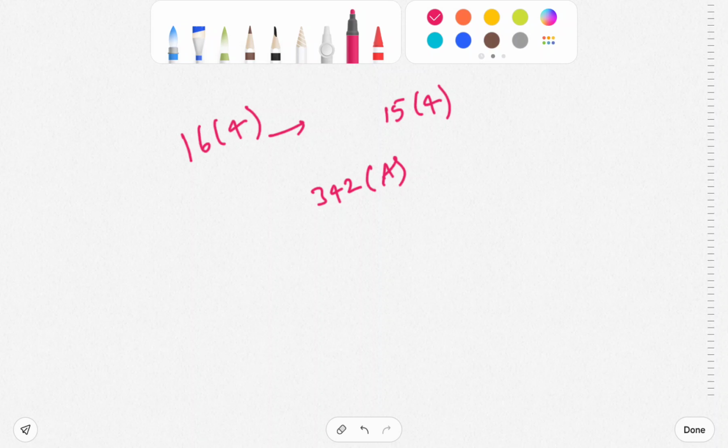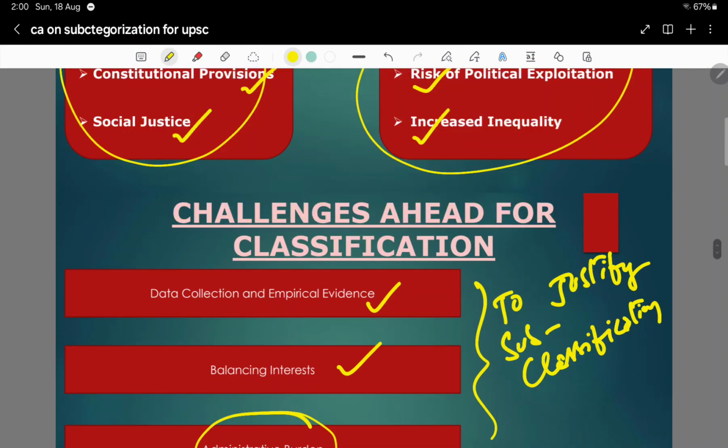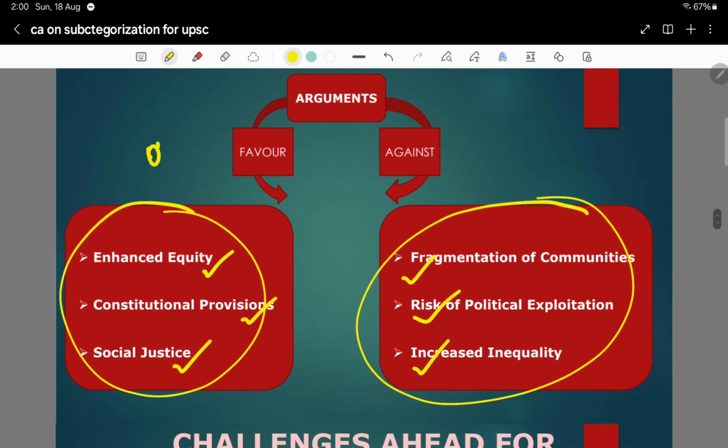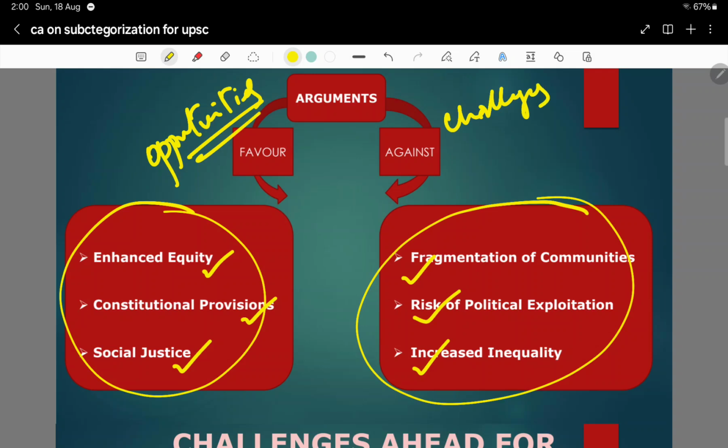However, in conclusion, we can say the subcategorization presents both opportunities and challenges. The opportunities can be seen under the arguments in favor, and the challenges can be seen in the arguments against. It has the potential to bring greater equity, no doubt, to India's reservation policies. But at the same time, it must be very carefully managed to avoid fragmentation and political misuse.